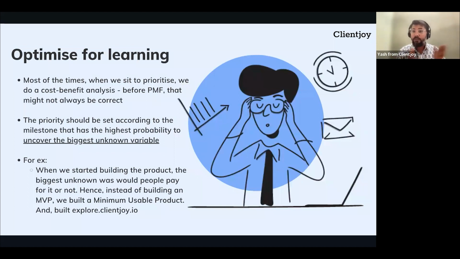If you are before PMF, then the only thing that is stopping you from achieving PMF is the unknowns that you have, right? So your job is to validate the unknowns in your business, your product, your customer, your target segment, right? And that's another thing that I would say.